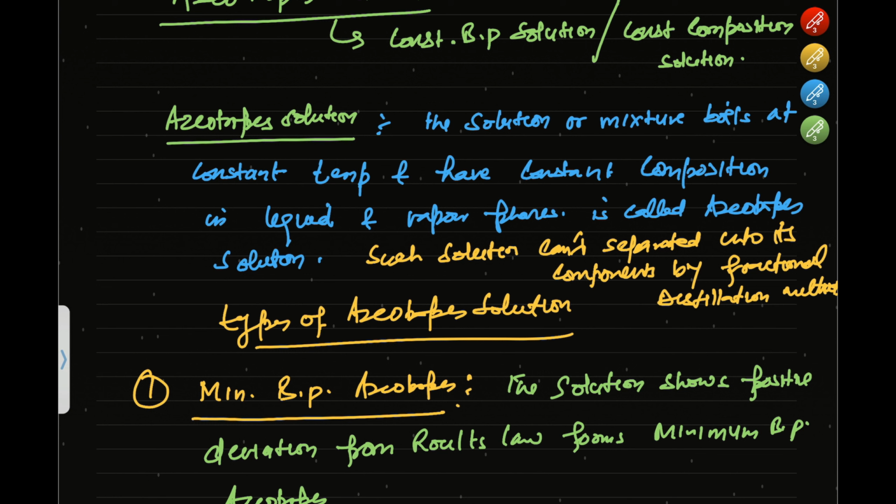Now we have completed our vapor pressure concept. We have completed ideal solution, non-ideal solution, positive deviation, negative deviation, and azeotropes.